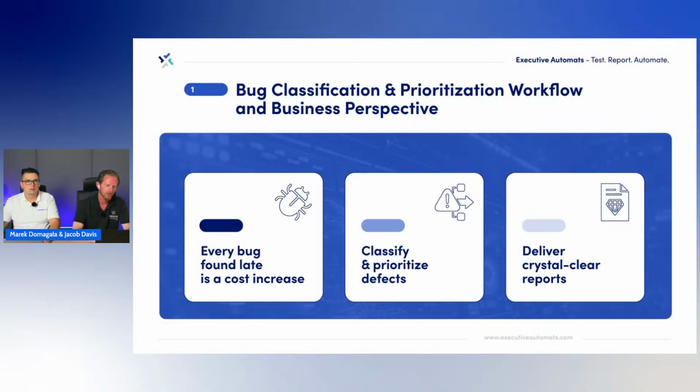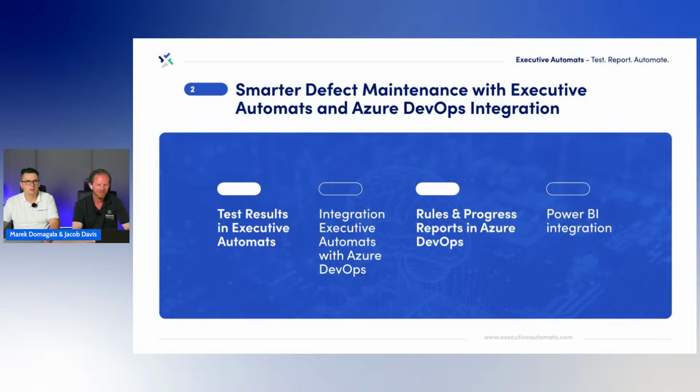So I doubt high priorities are getting deferred very often. So I think you'll do a little screen share here for us, but I think we can take a look here at this slide talking about smarter defect maintenance with Automats and Azure DevOps. So we talked theoretically about some things, but I think you're going to share your screen and show us a little bit of DevOps.